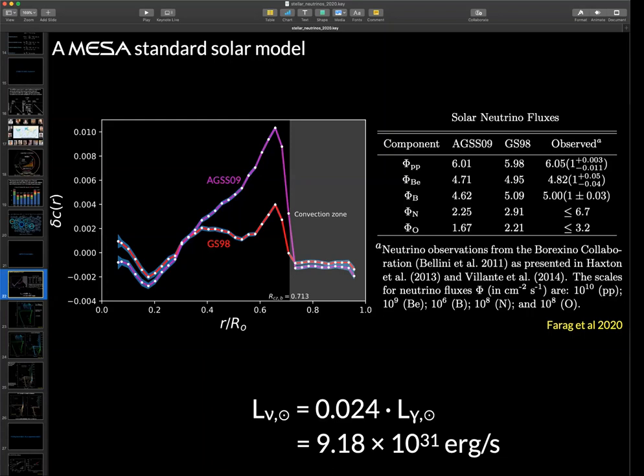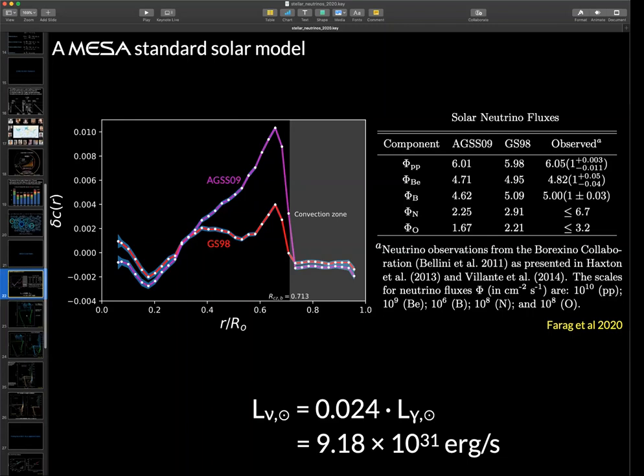And the reason we want to do this is because I want a neutrino normalization. I want to know what the luminosity of neutrinos is coming out from the sun. And most people don't know that the neutrino luminosity of the sun is only about 1/50th of the photon luminosity leaving the surface. So L nu solar is about 0.024 L gamma solar. And in terms of numbers, that's roughly about 10 to the 32 ergs per second in neutrinos leaving the sun, and I will make great use of that. So that's the sun, that's great. Okay, check off, we can do the sun.